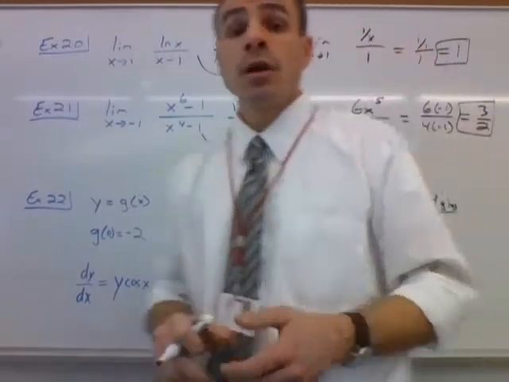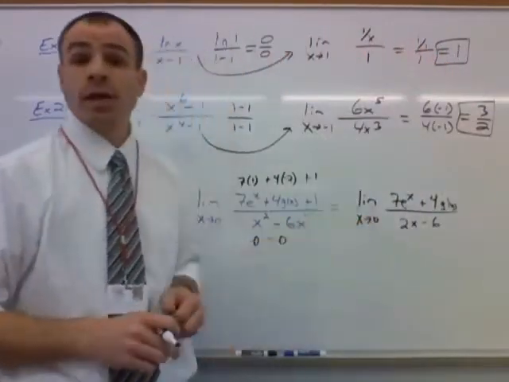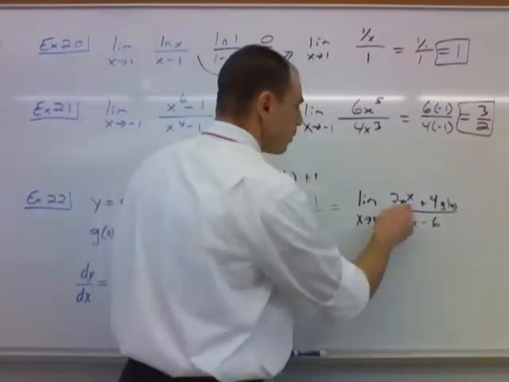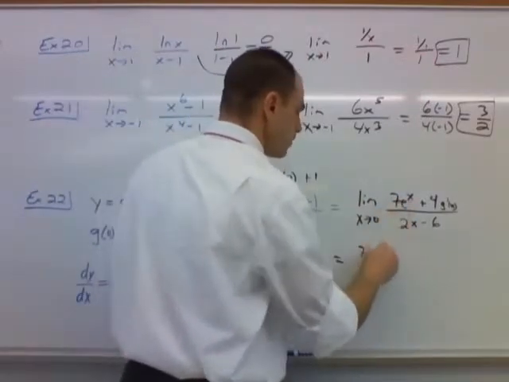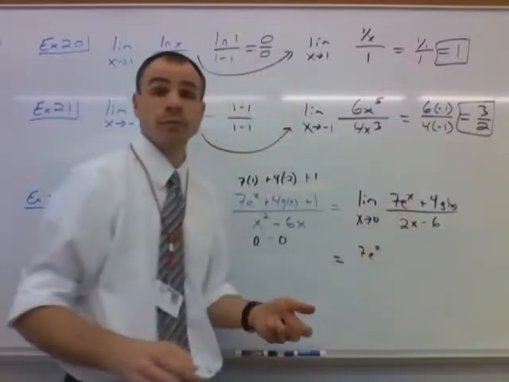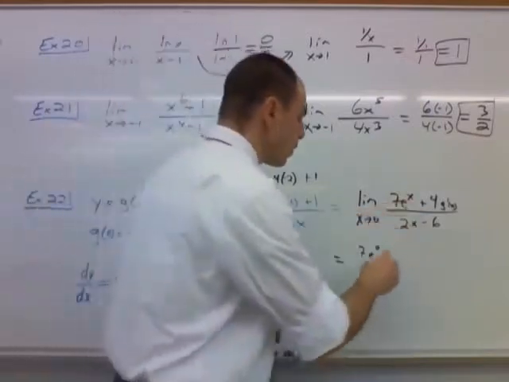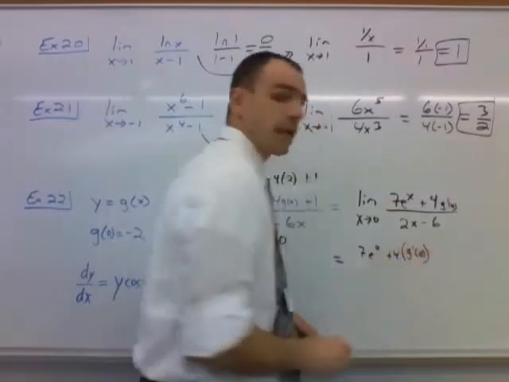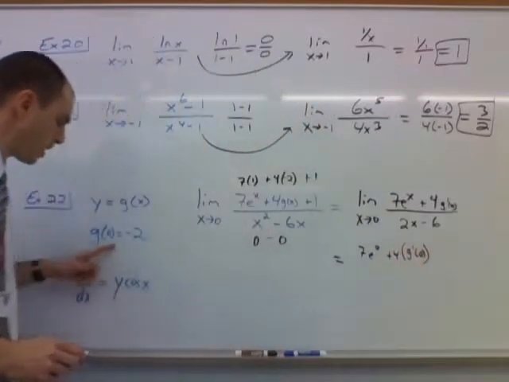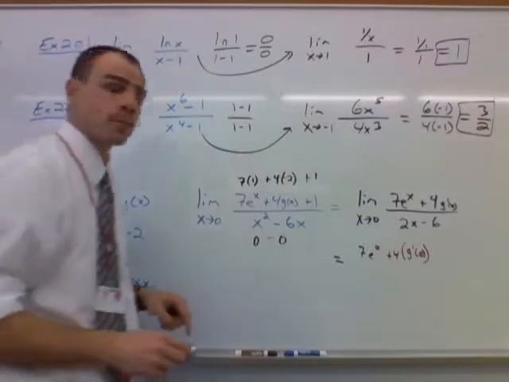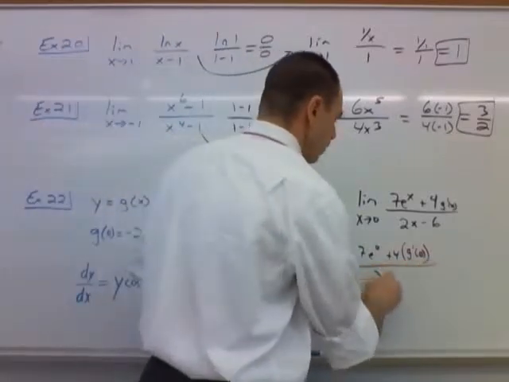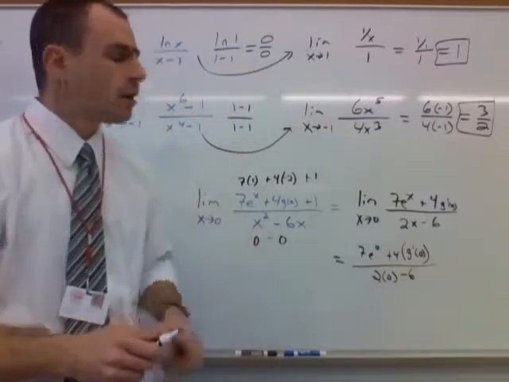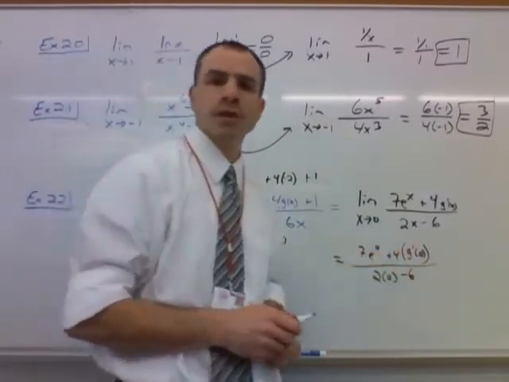Now we get to plug 0 in again. When we plug in 0 a second time, we have 7 times e to the 0, which we again know is 1. And now we have 4 times g prime of 0. That seems a little weird because we weren't given g prime, we were just given g of 0. In the denominator, we have 2 times 0 minus 6. Again, not so bad. So what do we do with this whole g prime of 0 thing?